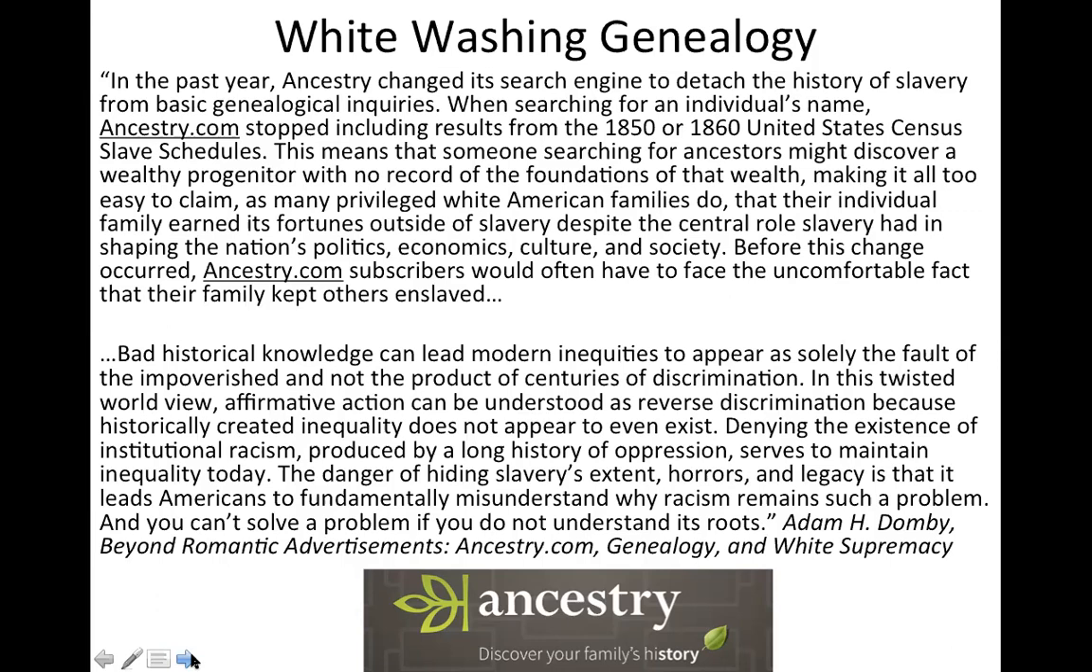I think that last paragraph just perfectly summarizes why I'm doing this entire class, why people are even concerned about whitewashing. It's the fact that it affects modern policies. It affects this line: bad historical knowledge can lead modern inequities to appear as solely the fault of the impoverished and not the product of centuries of discrimination. And if you believe that these impoverished people, it's their own fault, and you don't know the history of why they're impoverished, you're going to elect people that are going to continue that history, that are going to defend white people and defend the way of life, instead of trying to actually heal and fix our past injustices.